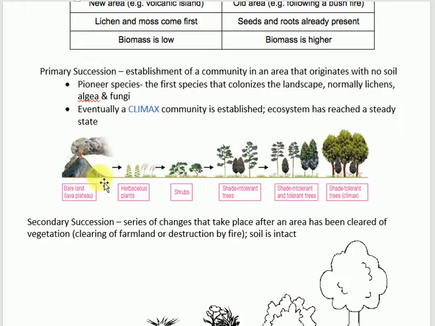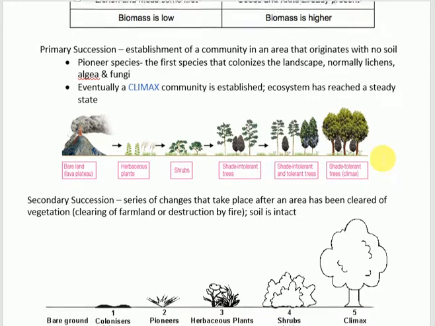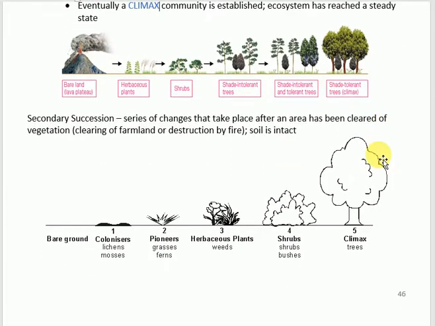And you can see here, this is the process of that. Then we have secondary, and this is when a series of changes take place after it's been cleared. So the soil is intact. So that's very important to remember. There is soil there.